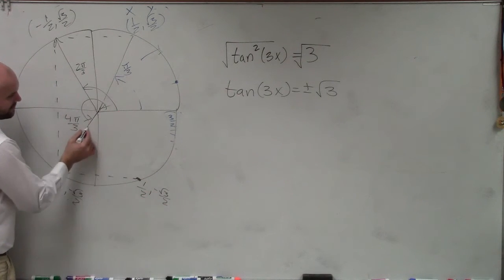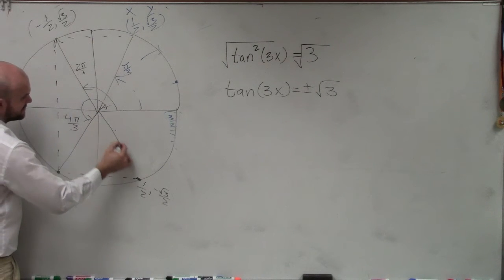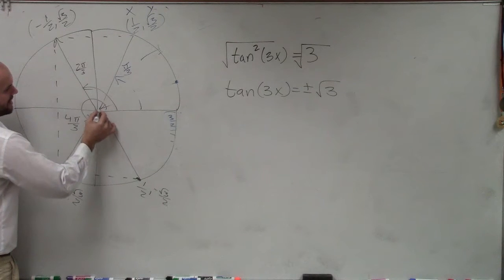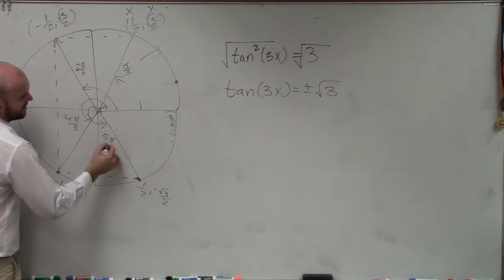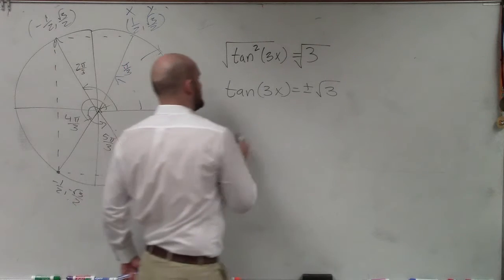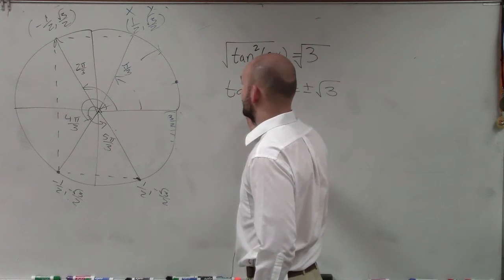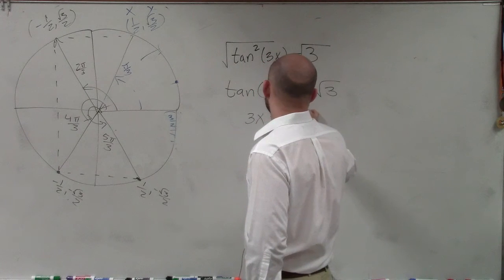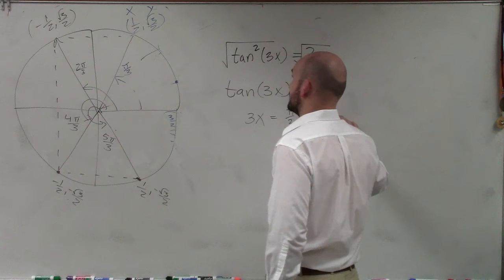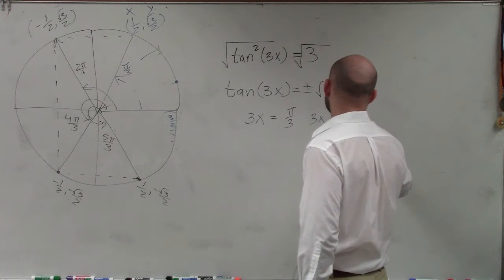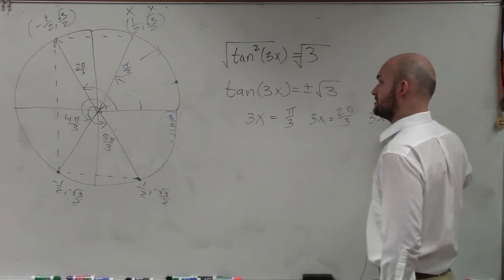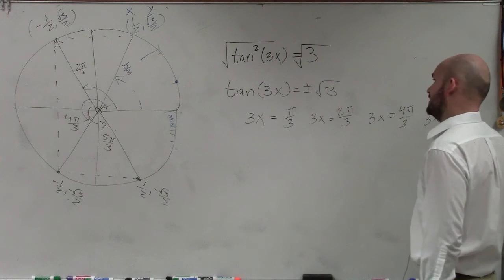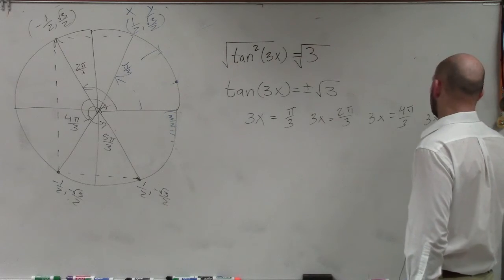And that is, if that's 4/3, then that's going to be 5/3, right? Because all the way around would be 6 pi over 3. So that angle is 5 pi over 3. So therefore, our solutions so far between 0 and 2 pi are going to be 3x equals pi over 3, 3x equals 2 pi over 3, 3x equals 4 pi over 3, and 3x equals 5 pi over 3.